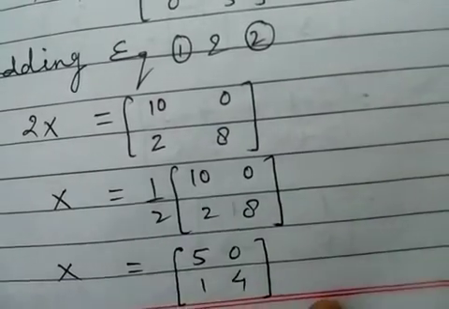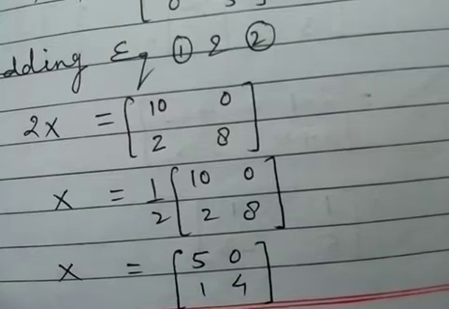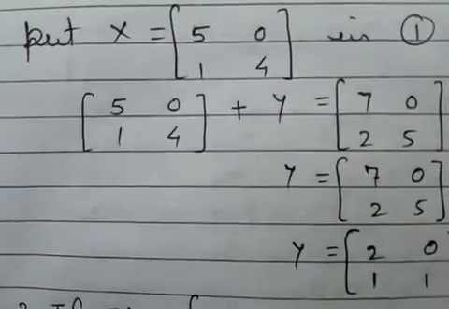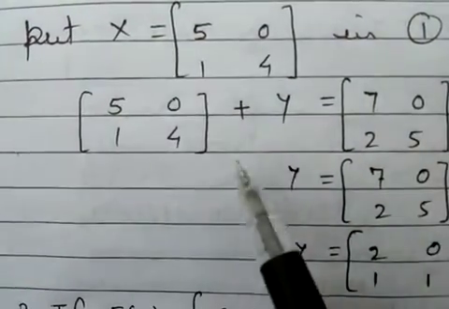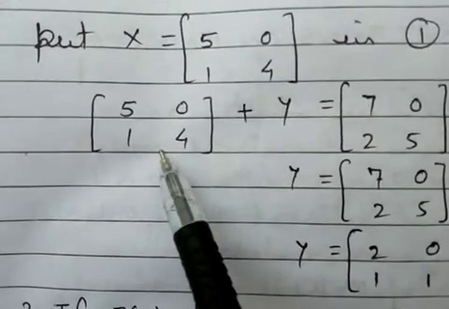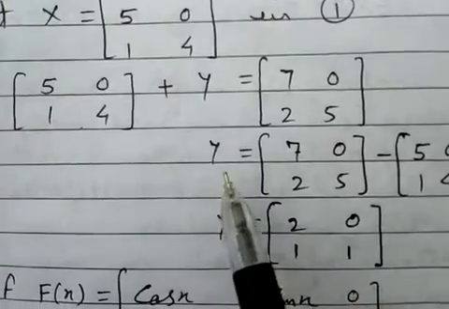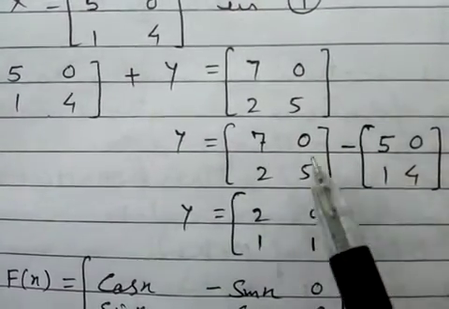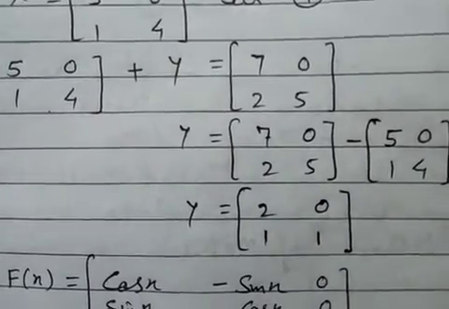Now we can substitute X equal to 5, 0, 1, 4 in equation 1 to find the value of Y. Here this is matrix X and we subtract this matrix from equation number 1 to find the value of Y. 7 minus 5 equals 2, 0 minus 0, 2 minus 1 equals 1, 5 minus 4 equals 1. Now we have one more example.